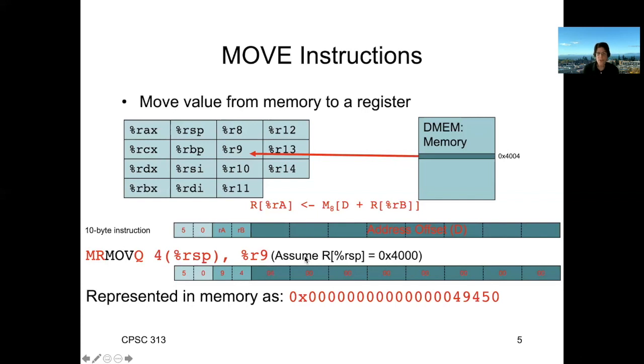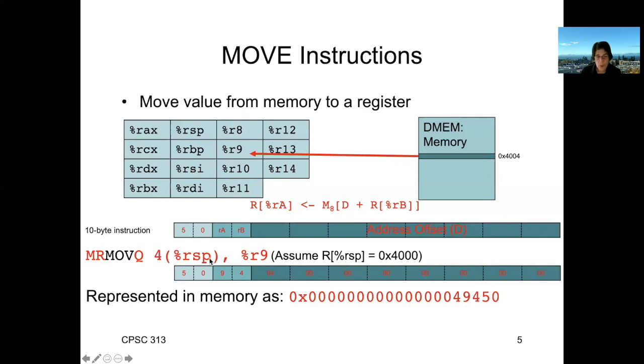So for a moment, let's assume that the stack pointer contains the value hex 4000. Where in memory are we getting this data? Well, we're adding the 4000 to the constant 4, and we're getting the address 4004 in hex. And so we're taking the value that's in that location in memory and moving it into the register R9.